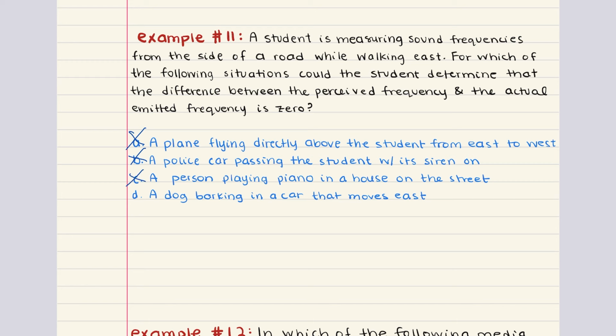D says a dog barking in a car that moves east. So in this case, both the student and the dog in the car are moving east. Since they're traveling in the same direction with no change in relative distance, there's no relative motion along their line of travel. So as a result, there would be no Doppler shift and the perceived frequency would match the emitted frequency exactly. So the correct answer for 11 is in fact D.